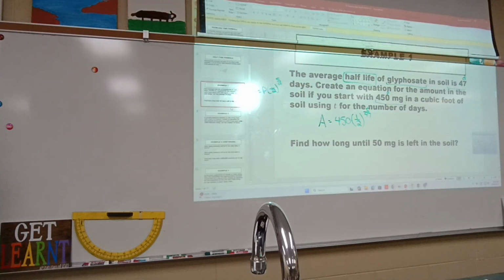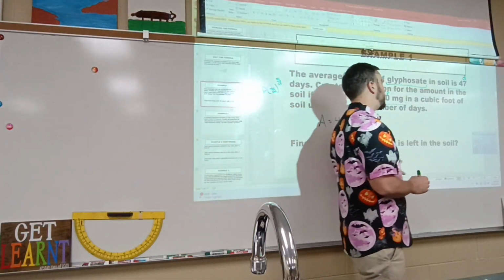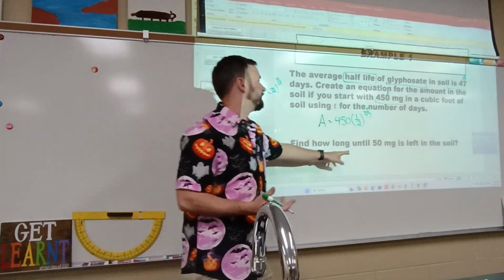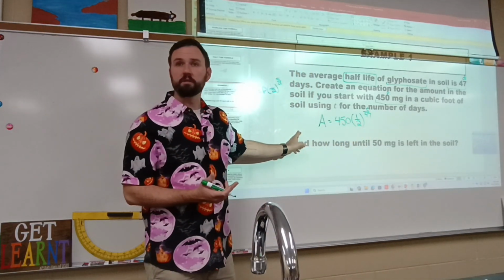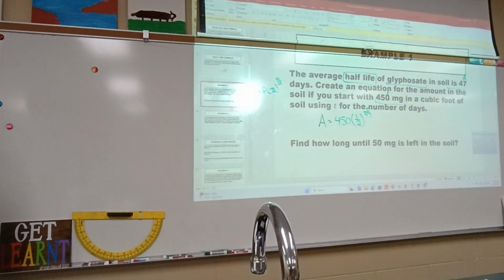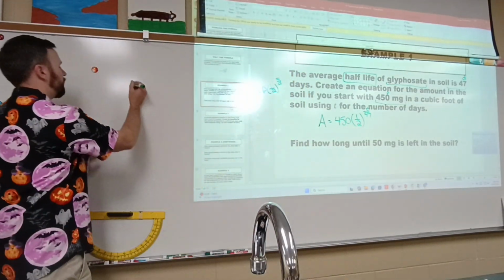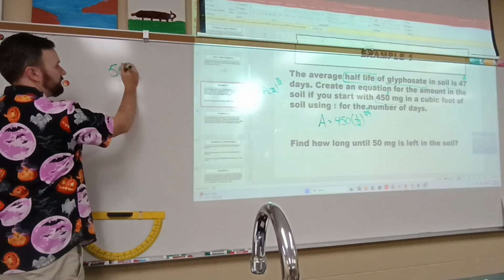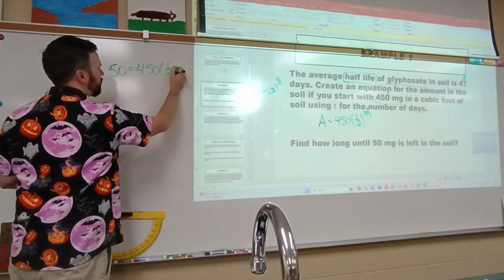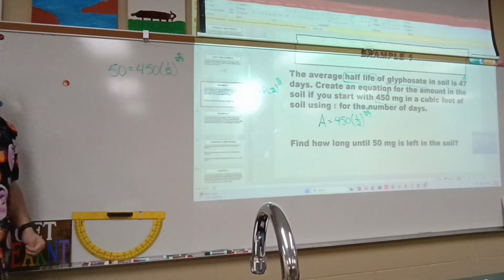So how long until we only have 50 milligrams left in the soil? Where do I put 50? Is 50 a time or an amount? It's an amount. That's the biggest thing we have to learn, where we're putting the numbers. Are we saying equal to or plugging it in? 50 is an amount, so I'm going to do 50 equals 450 times the half-life expression. We did problems like this earlier where we just plugged in numbers, right? This is where it's different. We're going to actually need to solve that.